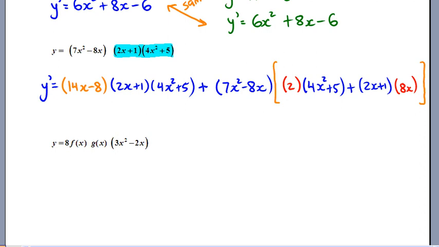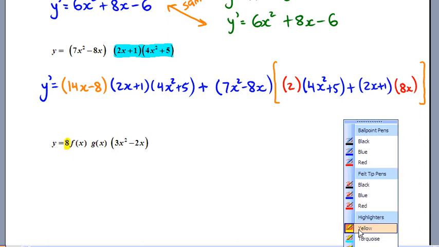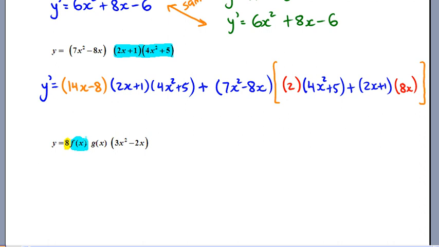Okay, the next one. Whoa, geez, we've gone from 3 things to 4 things. So 4 different things here. There's this 8, and then there's this f of x, and then there's this g of x.